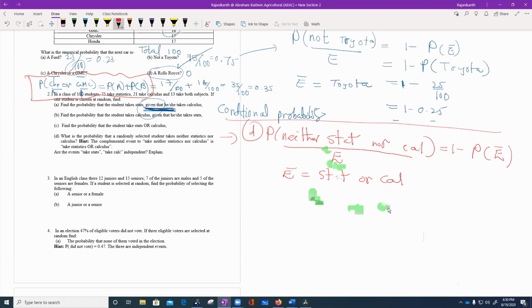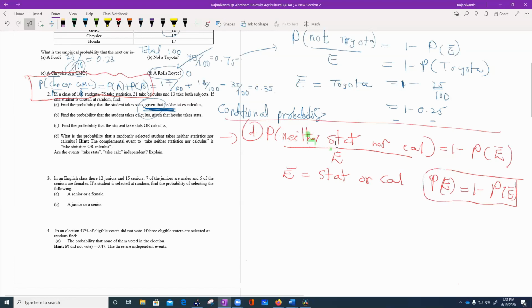So now this formula is true always. Remember I gave you this under the complement event. You could write down somewhere that this formula is valid for any event E. P of E is always going to be 1 minus P of E bar. The question part is finding P of E, but I'm going to use P of E equals 1 minus P of E bar. That means the probability of neither stat nor cal is 1 minus the probability of E bar. My E bar is now stat or cal.